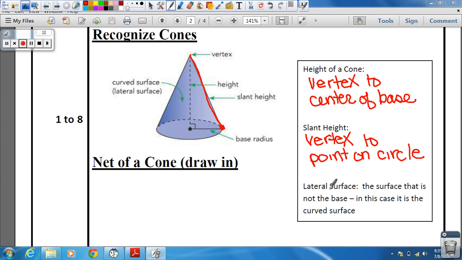The following thing, the lateral surface, is a surface that is not the base. So our base here is a circle, so the curved surface is called our lateral surface. The net of a cone then, obviously it has the circular base. And then when you take this and let's say you cut it up a side and open it up, it has to have this curved piece that actually wraps around the circle. And then it comes up to a point. Remember, I'm a math teacher and not an art teacher. So that is how you would recognize a cone.